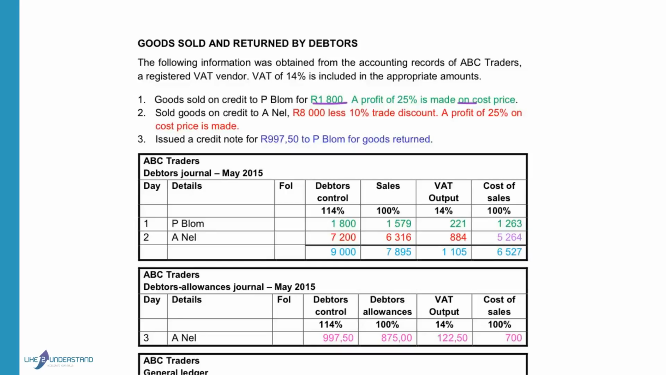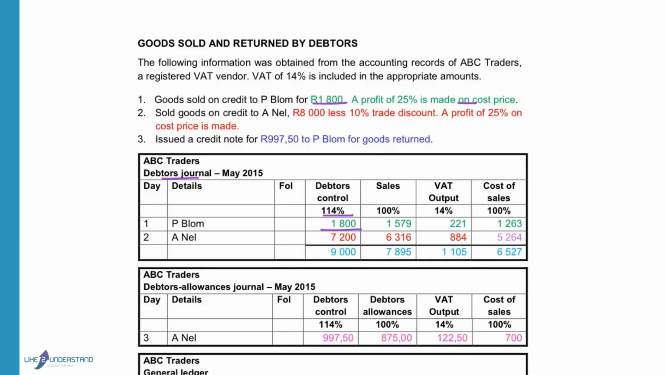Okay, if we sell the goods to Blom, it means that we sell it to a debtor, so we will record it in the debtor's journal. The amount that he owes is 1,800, and that equals 114% because he owes us the sales price and the VAT.